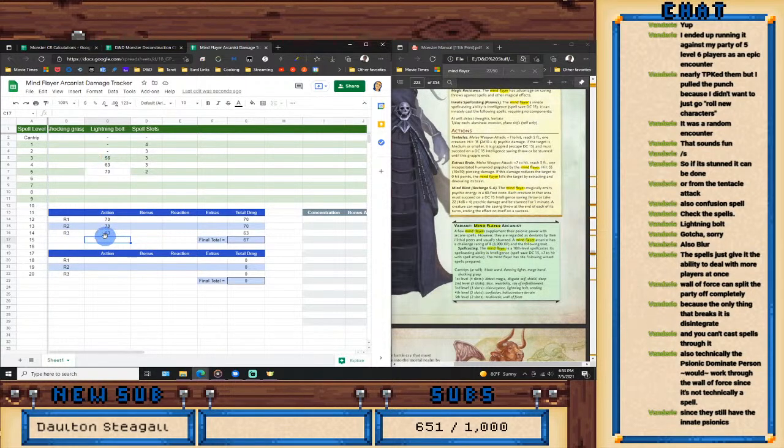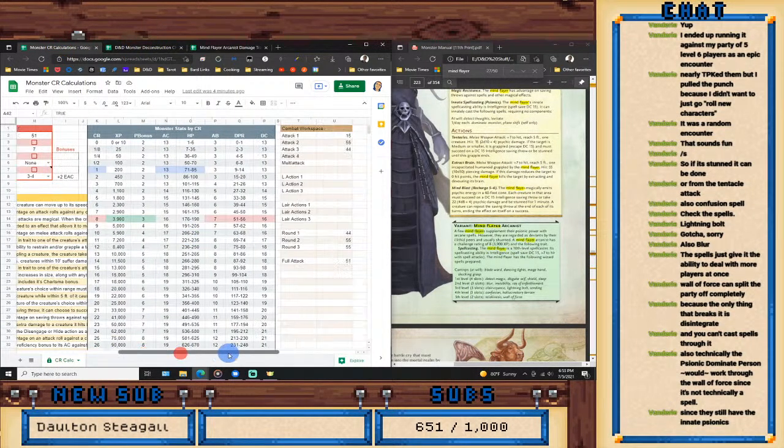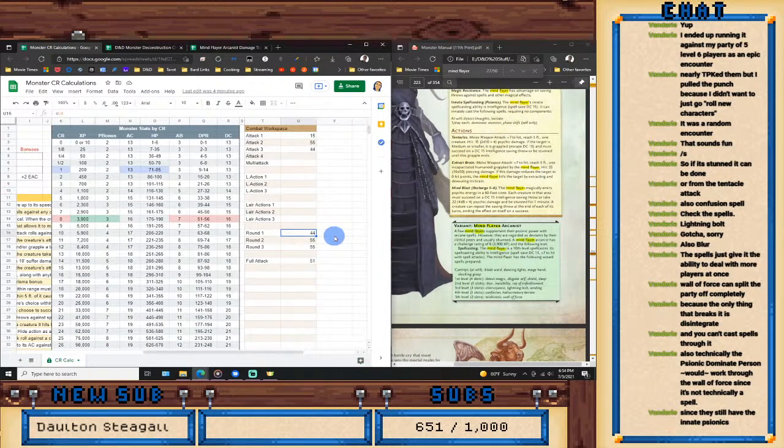Alright, so we're looking at a total of 67 points of damage from Lightning Bolt with the Arcanist if it wants to use 2 5th level spells and a 4th level spell on that, which, you know, could be handy. So we have 67 points of damage per round, which is a lot more than what we had here. So we'll just do 67 total.